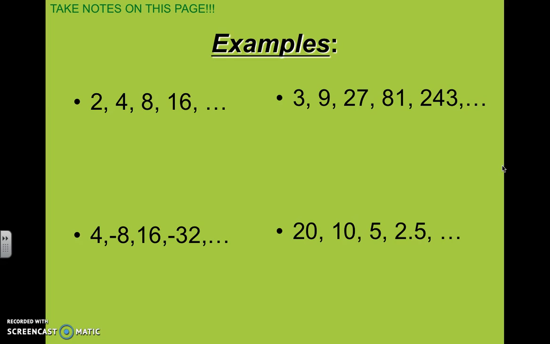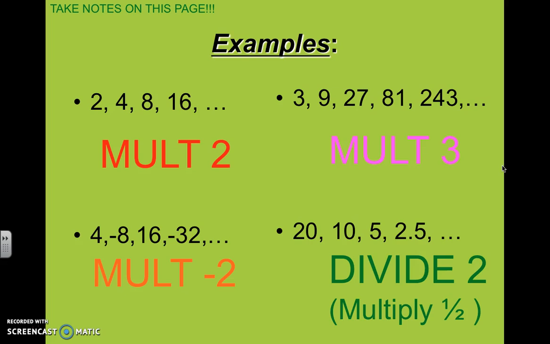Okay, so let's go over these. For the first one, the common ratio is 2 because we're multiplying by 2. For the second one, the common ratio is negative 2 because we're multiplying everything by negative 2. For the third one, the common ratio is 3. And for the fourth one, another little bit of a tricky one, your rule is to divide by 2, which makes your common ratio 1/2. That should look familiar because this is very similar to, or in fact exactly the same as, what we did with our exponential functions, okay?